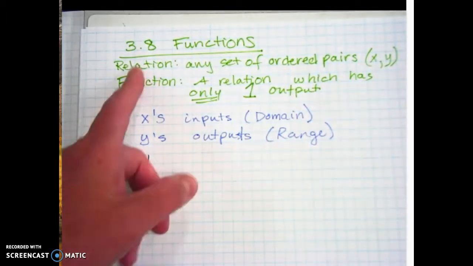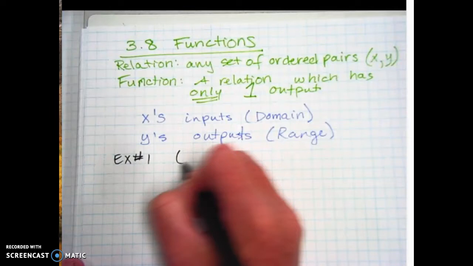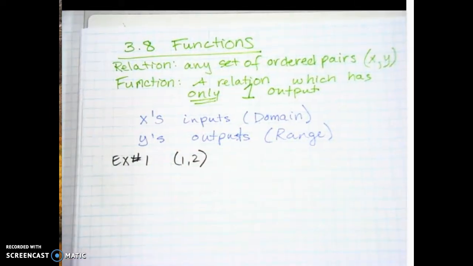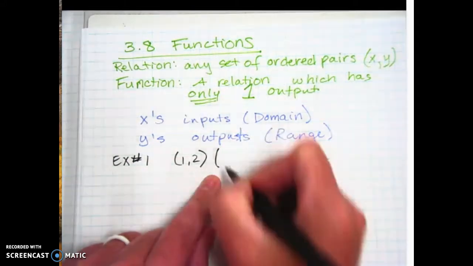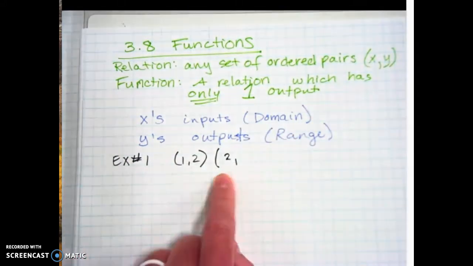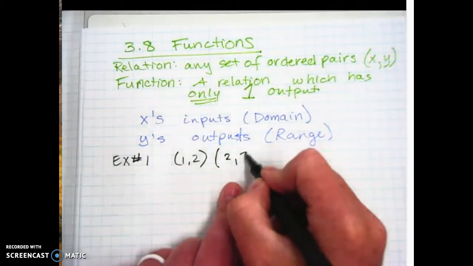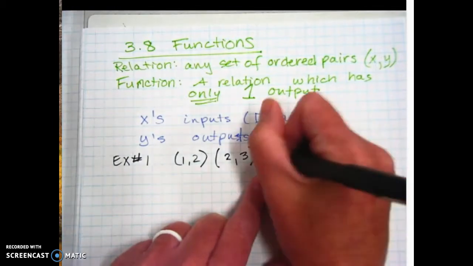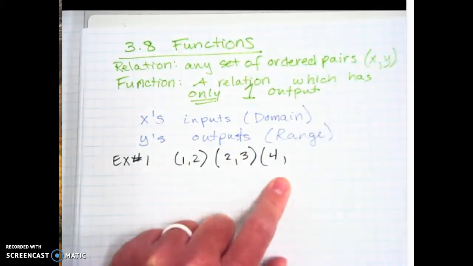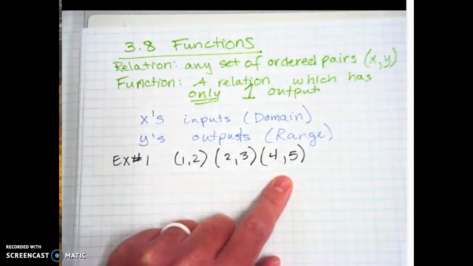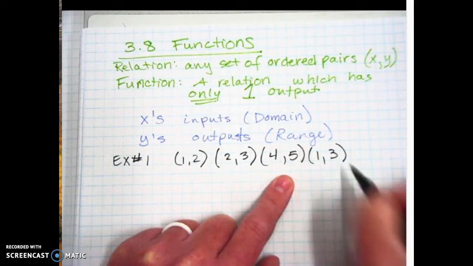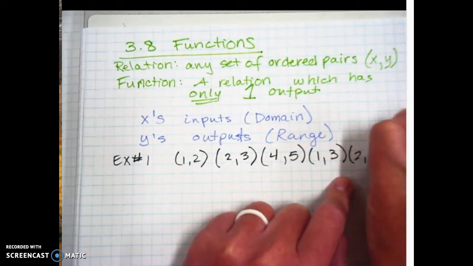We're just going to write a bunch of sets of ordered pairs. So the first ordered pair is 1, 2. That means we plugged in a 1. It goes through the little function, whatever you do to it, and 2 is the answer. Then we plug in a 2, goes through the function, spits out a 3. Then we plug in a 4, it spits out a 5. Then we plug in a 1, it spits out a 3. Then we plug in a 2, and it spits out a 6.